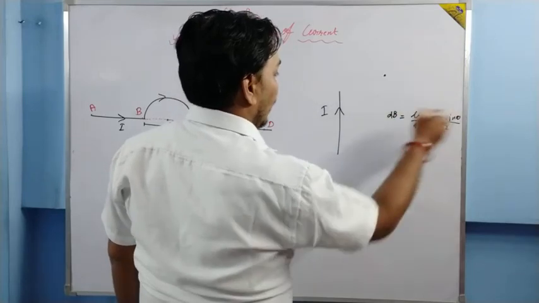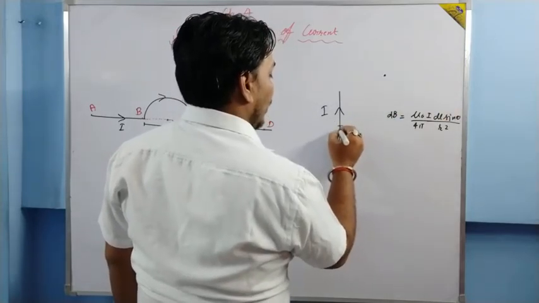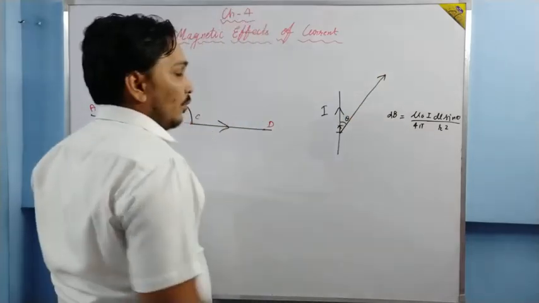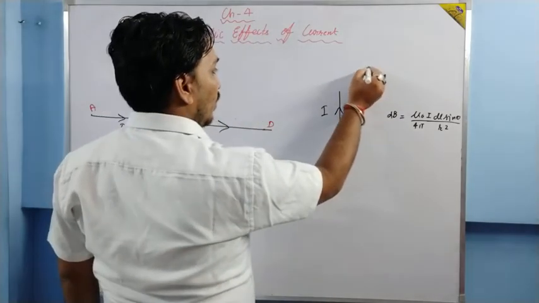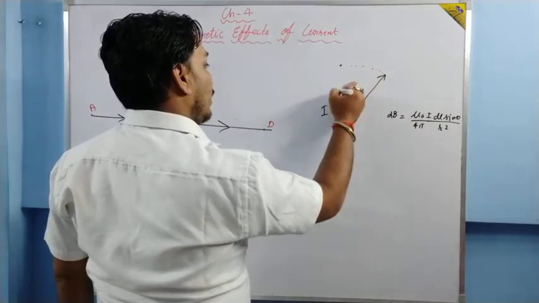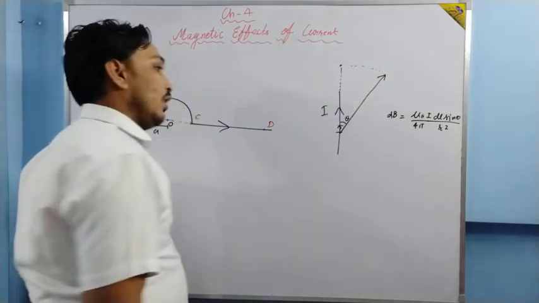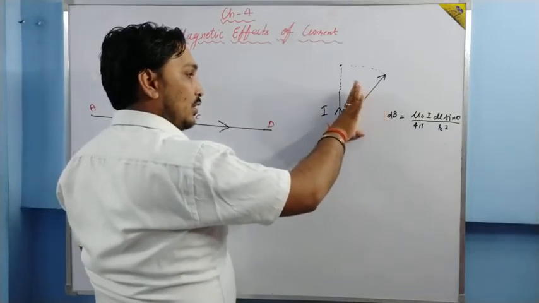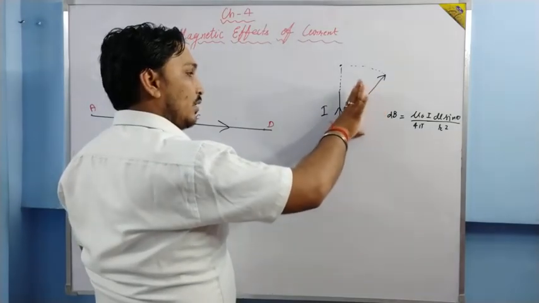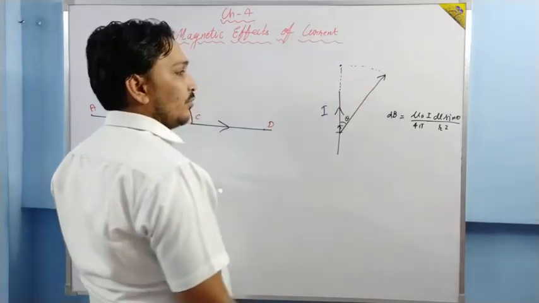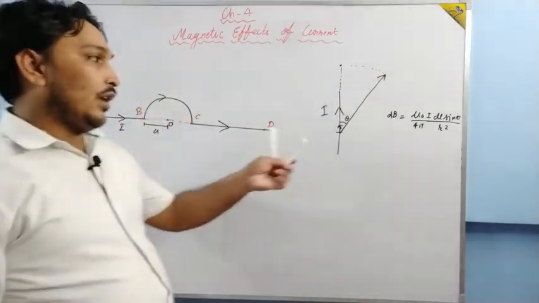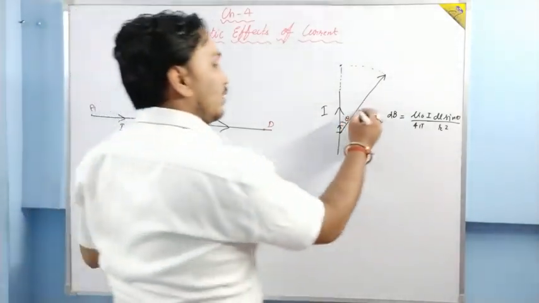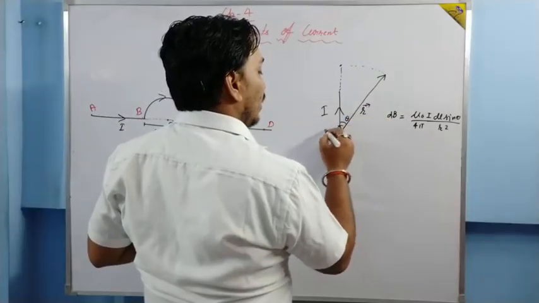What is that theta? Suppose we have taken a dl here, so this angle is theta, right? But suppose the point comes to a point which is in the line of the wire only, then what will happen? This r will come like this, and theta will become 0. When dl and r are in the same direction, then what will happen? This is r, no? This is dl.